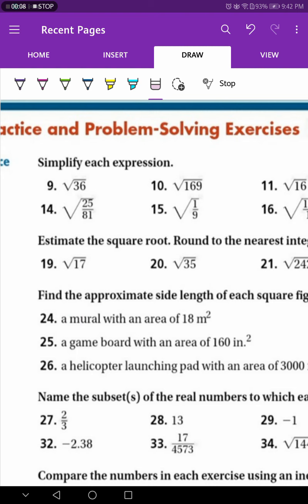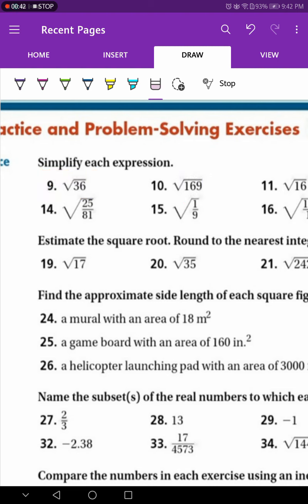Our mission today: complete lesson 1-3, the part related to square roots and estimating square roots. First of all, we have to simplify each expression in this question, but we have to understand the meaning of the square root. As you know, the radical is the sign or symbol of the square root, and the number that lives inside, like the 169 or the 36 here, is called the radicand.